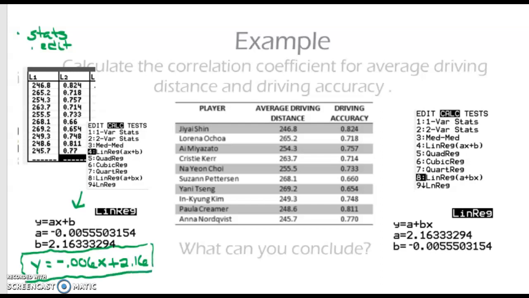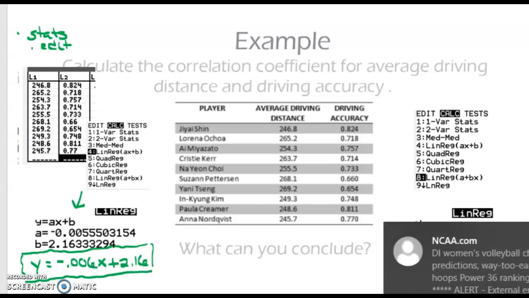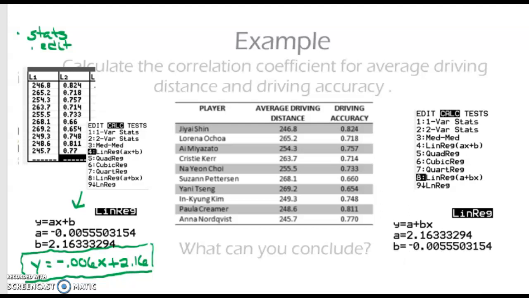Over here, if you're going with the other option, once you put your lists in, let's say you go down to option number 8, you would get this screen. Notice how it's written, so just be careful here, okay? Because b here is in front of the x. It's just written backwards. So I'll write it the way they got it: 2.16 plus, so that's going to be minus 0.006x. It's just going to be written a little differently. So just be aware. So what can you conclude about these?